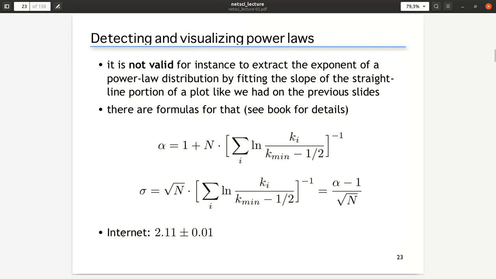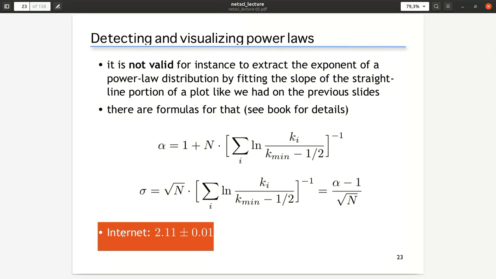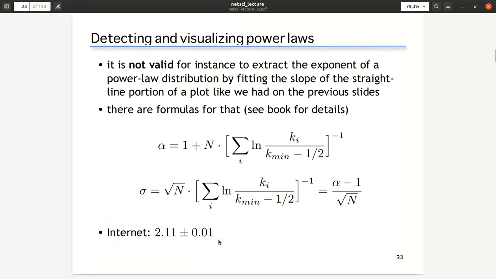And as I mentioned, for the internet network, which we were visualizing in the previous slides, using this kind of alpha and sigma values, we get 2.11 for alpha and plus minus 0.01 for the standard deviation. This definitely suggests that our value is statistically a good and useful one, and as I mentioned, typically the alpha value in real-world networks is between 2 and 3, and for this internet subgraph it is 2.11.